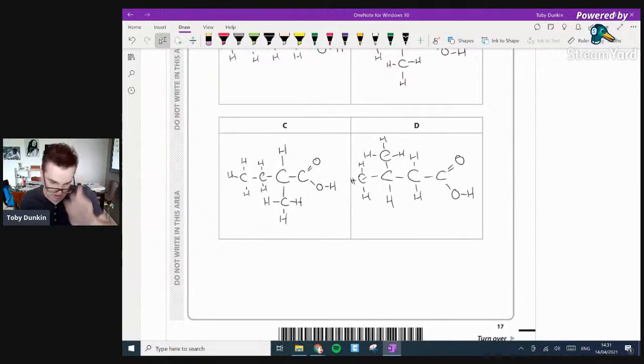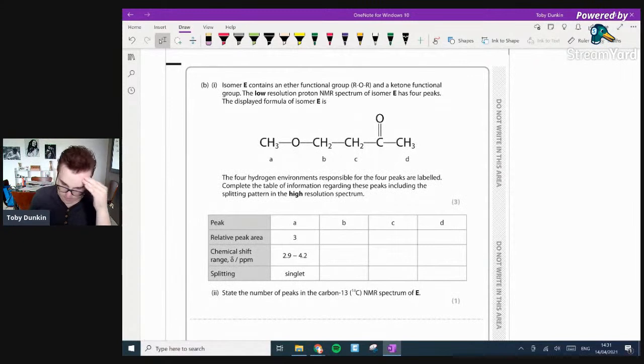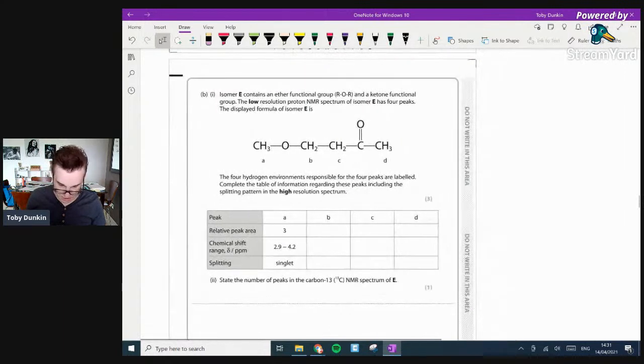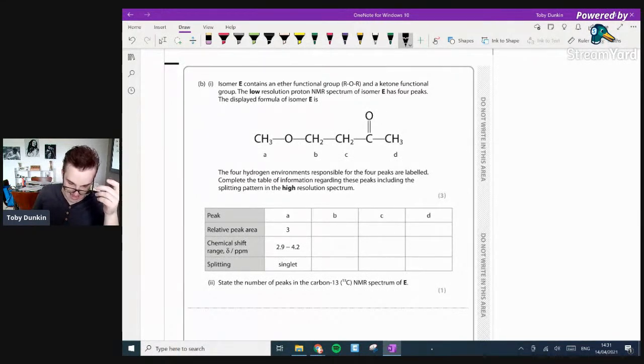Moving on, next. Okay, isomer E contains an ether functional group. Low resolution NMR, 4 peaks displayed. I'm going to have to look back at my data sheet for the relative shifts. But they're telling me that in the high resolution, A is a singlet, relative area 3, fine.